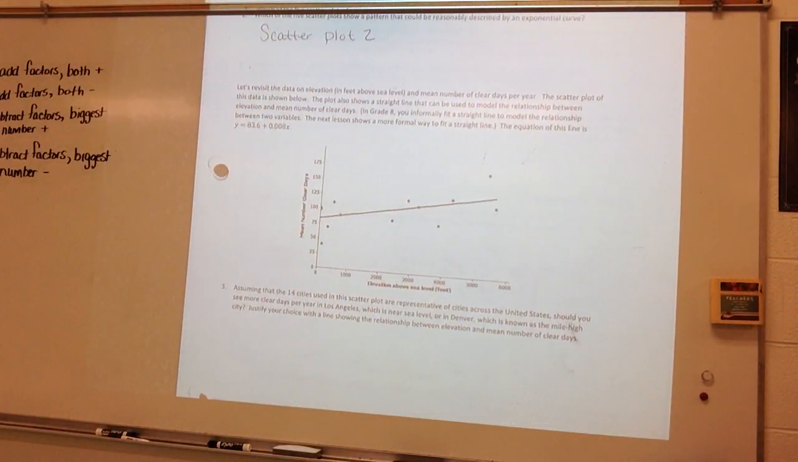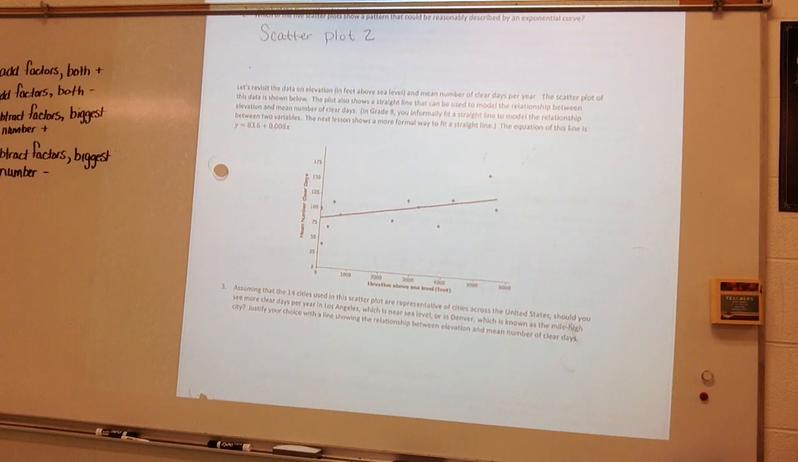All right, let's revisit the data on elevation in feet above sea level and the mean number of clear days per year. The scatter plot of this data is shown below. The plot also shows a straight line that can be used to model the relationship between elevation and mean number of clear days. In grade 8, you informally fit a straight line to model the relationship between two variables. The next lesson shows a more formal way to fit a straight line.